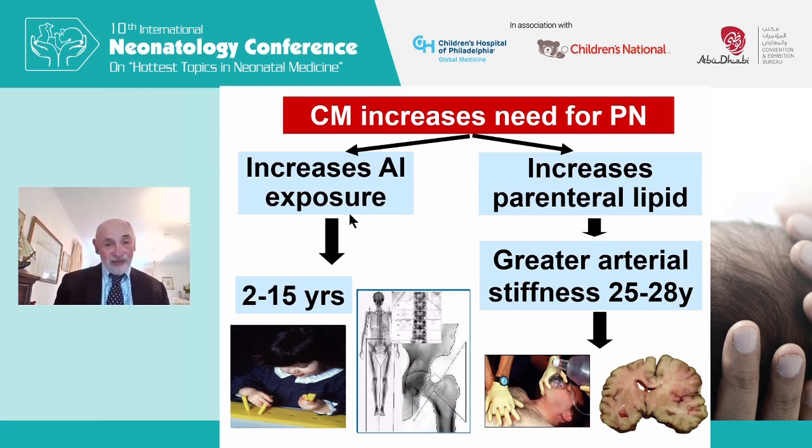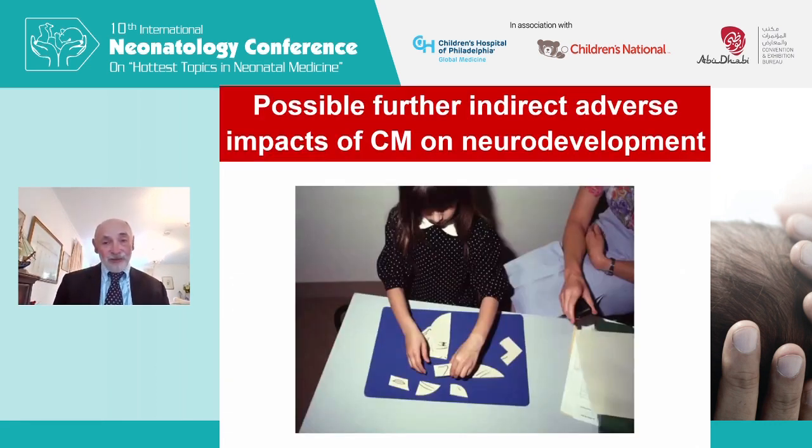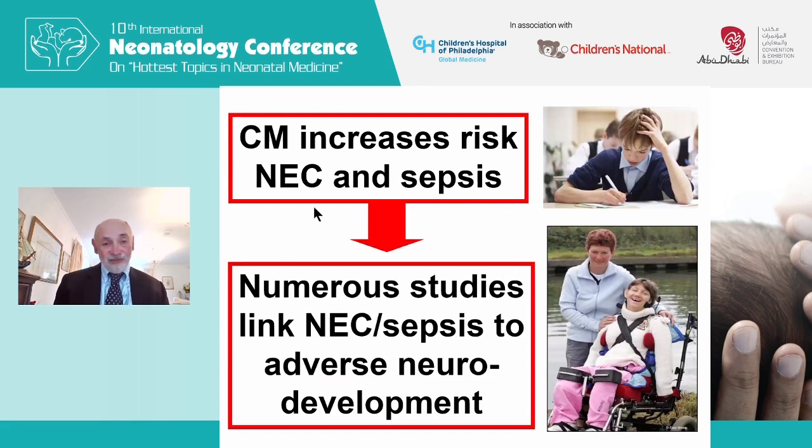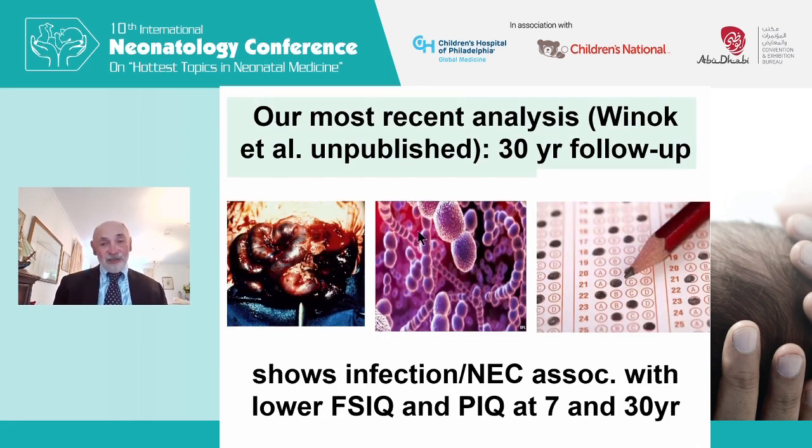And it's this indirect effect on cognitive development I want to focus on, because there are possible further indirect adverse impacts of cow's milk-based products on neurodevelopment. Cow's milk increases the risk of NEC and sepsis, and numerous studies link NEC and sepsis to adverse neurodevelopment. Our most recent analysis, submitted for publication, is based on our 30-year follow-up and shows that infection and NEC are associated with lower full-scale IQ and performance IQ at 7 and at 30 years follow-up.